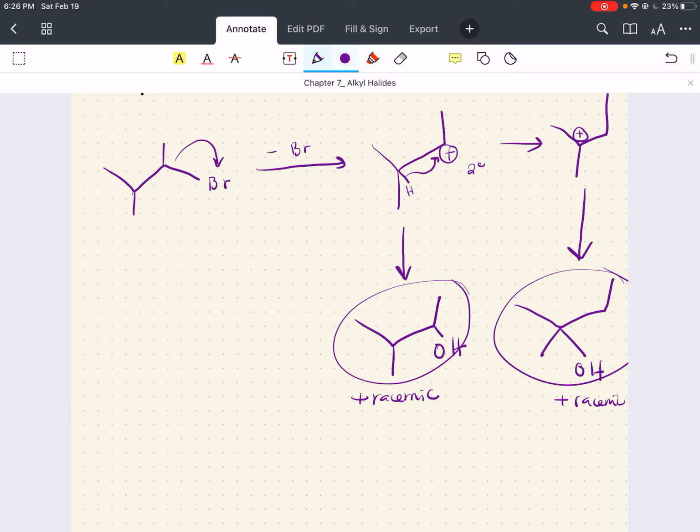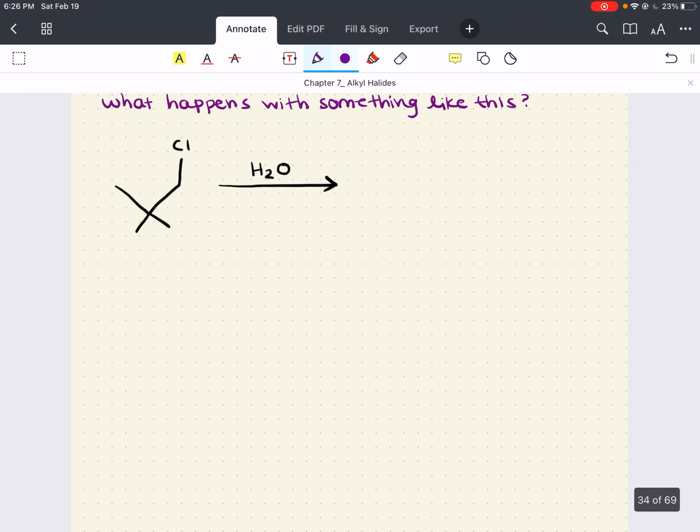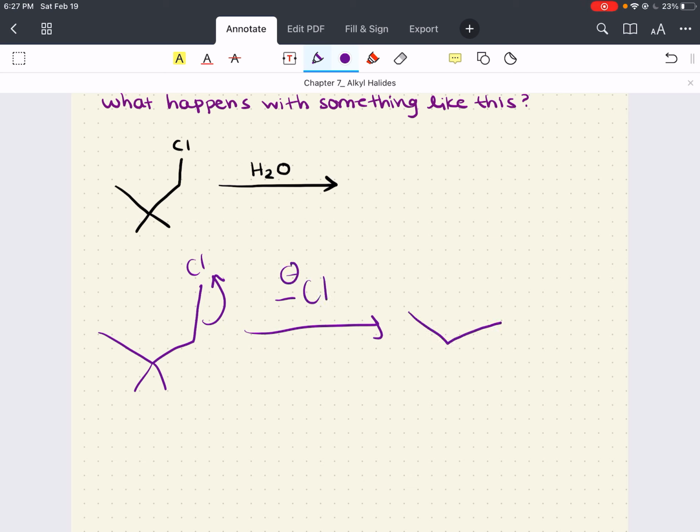All right, fantastic. Let's do one more. What happens with something like this? Now, what we have here is loss of a leaving group, our first step for SN1. So we have our chlorine, and it's going to leave first. And then what we form here is this. This is what happens when our halogen leaves.